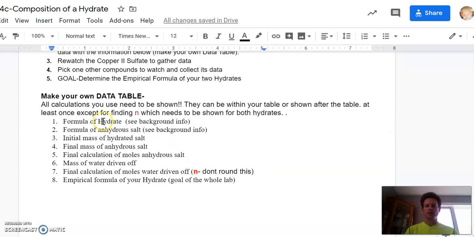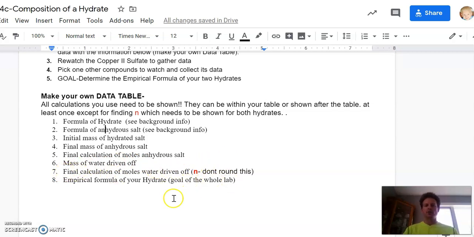So you're going to show the formula of the hydrate. If you read the background and you did your ChemQuest, that should be easy. Same thing with the anhydrous salt. The initial mass, again, that's some of your data. The final mass of the anhydrous, again, some of your data. And if you've done your skills practice, that is very straightforward, except for just knowing those names and what that means. The final calculation of moles of the anhydrous salt, mass of the water driven off, and then the final calculation of moles of water driven off.